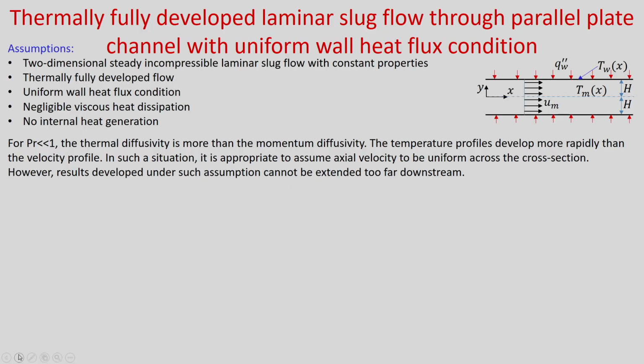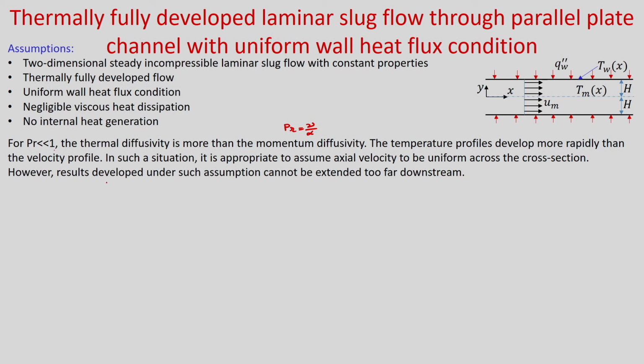So, you can see that for Prandtl number much less than 1, where Prandtl number is defined as nu by alpha, where nu is the momentum diffusivity and alpha is the thermal diffusivity, the thermal diffusivity is more than the momentum diffusivity. The temperature profiles develop more rapidly than the velocity profile near the inlet. In such a situation, it is appropriate to assume axial velocity to be uniform across the cross section.